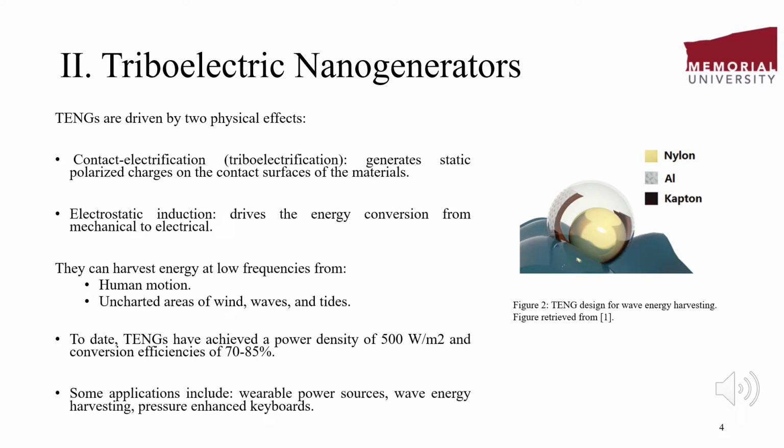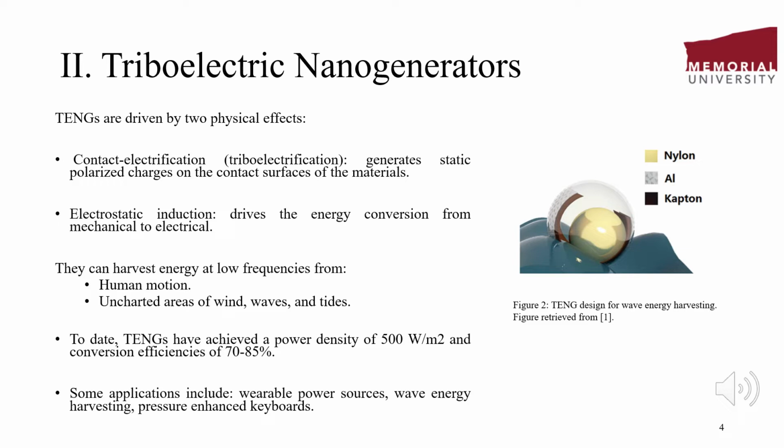All triboelectric nanogenerators are driven by two physical effects. The first one is contact electrification, also referred to as triboelectrification, and is the effect that generates static polarized charges on the contact surfaces of the materials. Then, the electrostatic induction comes into play, driving the energy conversion from mechanical to electrical energy. In particular, triboelectric nanogenerators excel at harvesting energy at low frequencies that can be obtained from human motion or from uncharted areas of wind, waves, and tides.